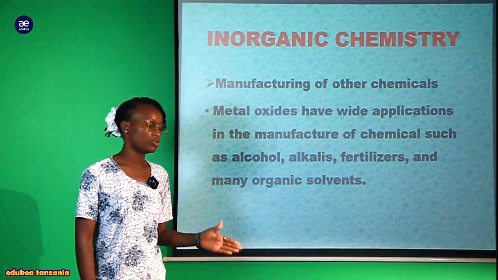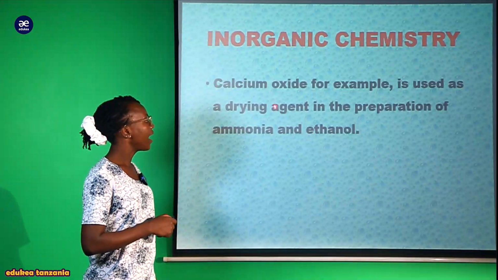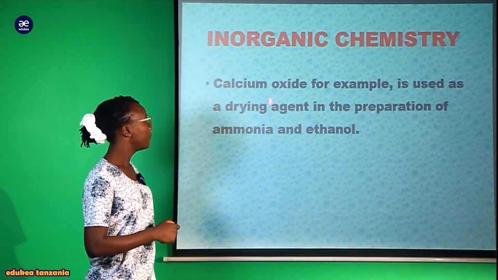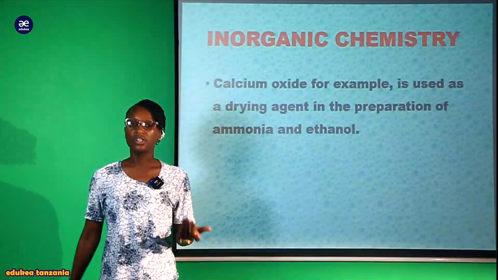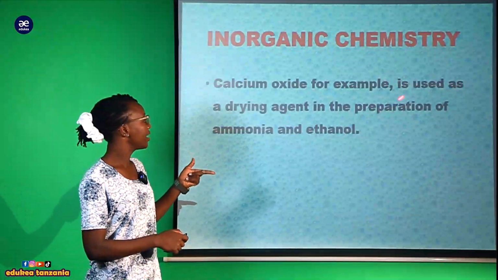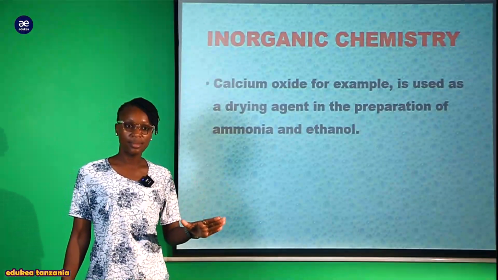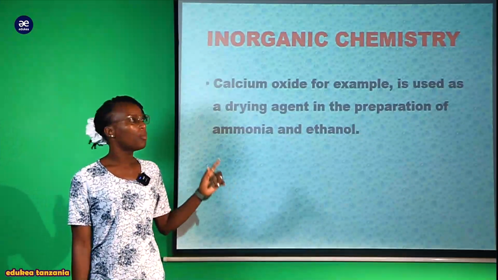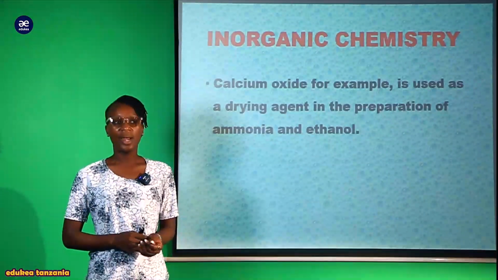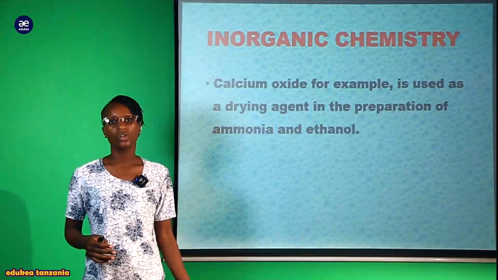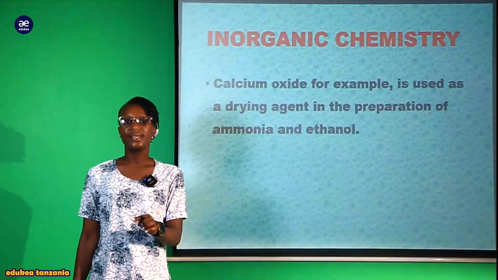Tuna organic substances tofauti. For example, anasema calcium oxide is used as a drying agent in the preparation of ammonia and ethanol. Sasa we can see this calcium oxide is a metal oxide, lakini itatumika wakati wa kufanya preparation of the ammonia. Sasa ammonia utakuja kuona kwamba ni key point katika situation nzima ya kutengeneza nini? Fertilizer. Kwa hiyo kumbe hii calcium oxide anatumika kama drying agent. Kwa hiyo anakuwa involved there. Ina maana anapomiss ni ngumu kutengeneza ile product. So can you see? But also in the drying of the ethanol. That's what tumeambiwa kwamba it is useful.